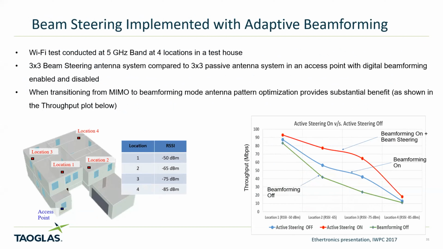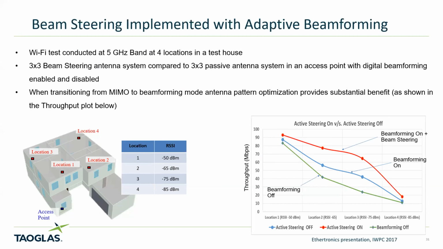This example here is actually a 3x3. So there are 3 passive antennas on a Wi-Fi on the access point, and then the 3 passive antennas were replaced with 3 active steering antennas, each antenna with 4 radiation patterns. What I'm showing on the plot on the right is measured data. It is measured throughput data, megabit per second at the 5 gigahertz Wi-Fi band. It is at the different locations in the house.